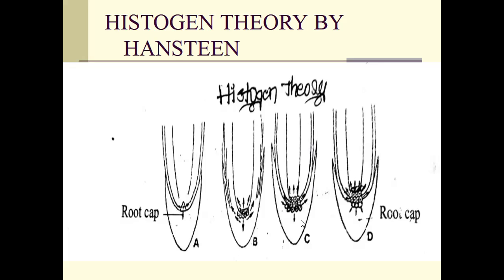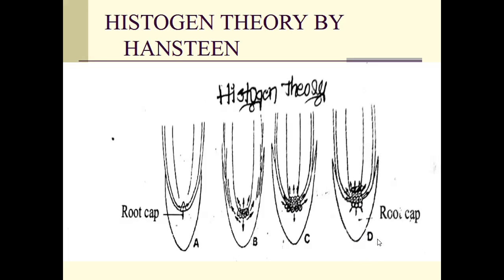Calyptrogen develops into root cap. Dermatogen develops into epidermis of root. And the second tier of histogen tissues develops into periblem. It develops into cortex of root. The upper tier of histogen tissues develops into plerome. It develops into the vascular portion of root. This is applicable for the dicot root terminal part explanation.